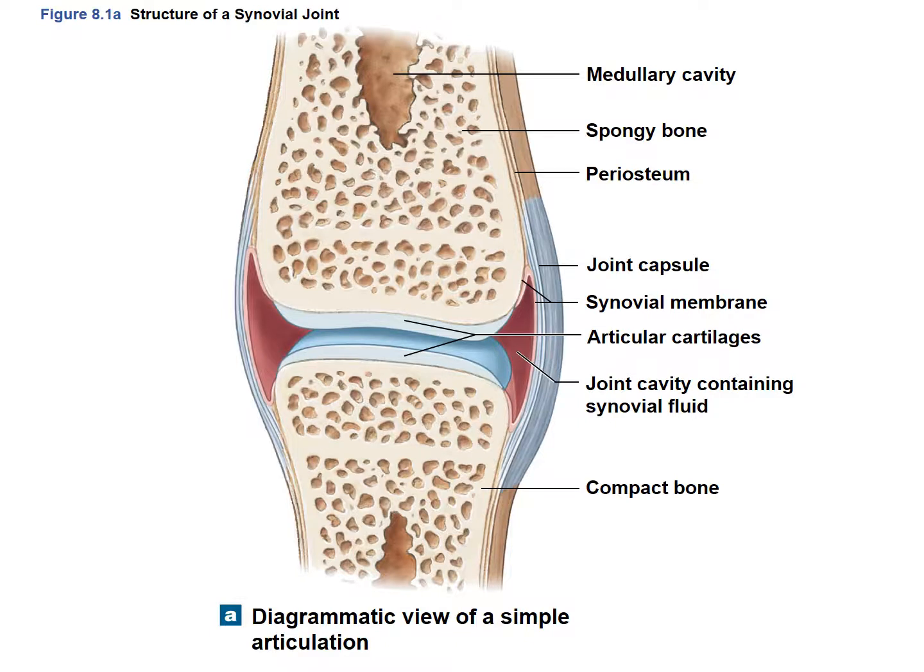Here we can see a general synovial joint structure. Note the joint capsule around the outside of it, and then on the inside of this joint capsule is the synovial membrane. The synovial membrane is where the synovial fluid is secreted into the joint cavity. Then, covering the surface of each bone is an articular cartilage surface. This articular cartilage surface allows for more gliding of bone as opposed to grinding.